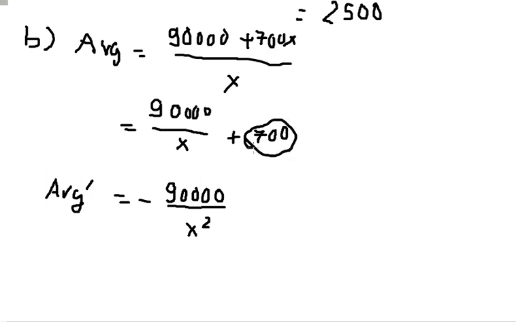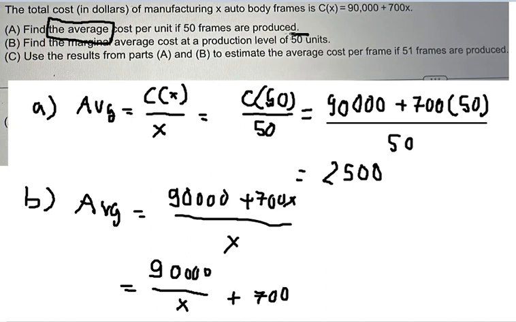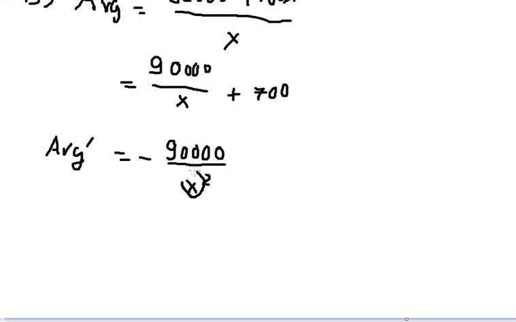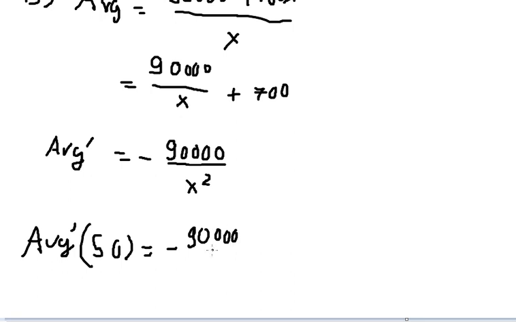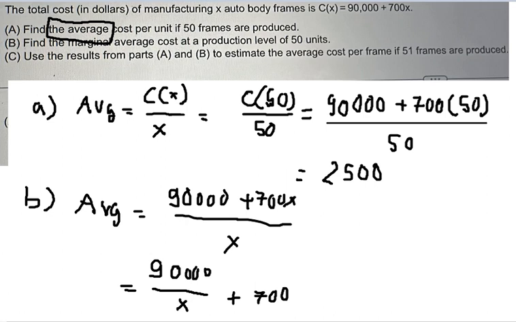This one is the constant, so you get number 0, and now they have 50, so we put this number in here. We have negative 36. And the last one, they want to use the result to find the estimated average cost at number 51.